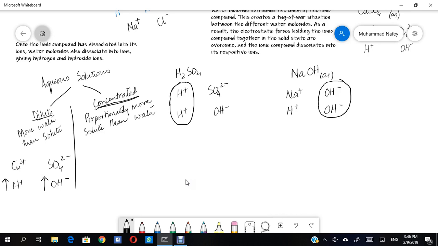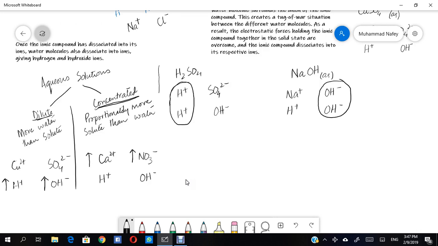Likewise, if we move on to concentrated solutions, for example, let's take a concentrated solution of calcium nitrate. So we'll have calcium ions, we'll have nitrate ions, we'll have hydrogen ions, and we'll have hydroxide ions. Since it is a concentrated solution, we'll be having proportionately more calcium ions as compared to hydrogen ions, and proportionately more nitrate ions as compared to the hydroxide ions.